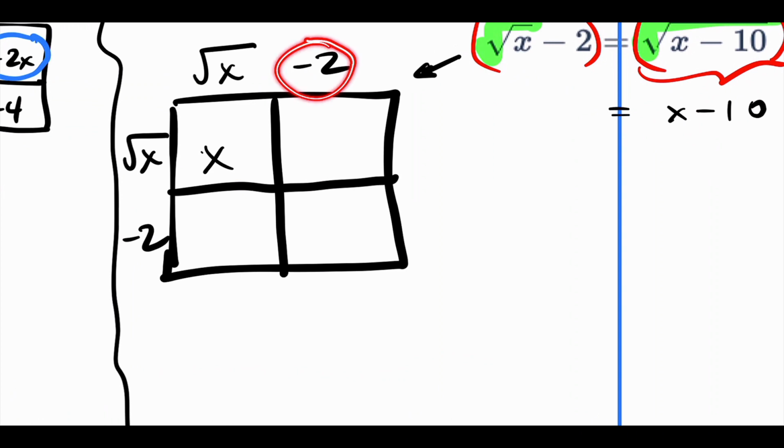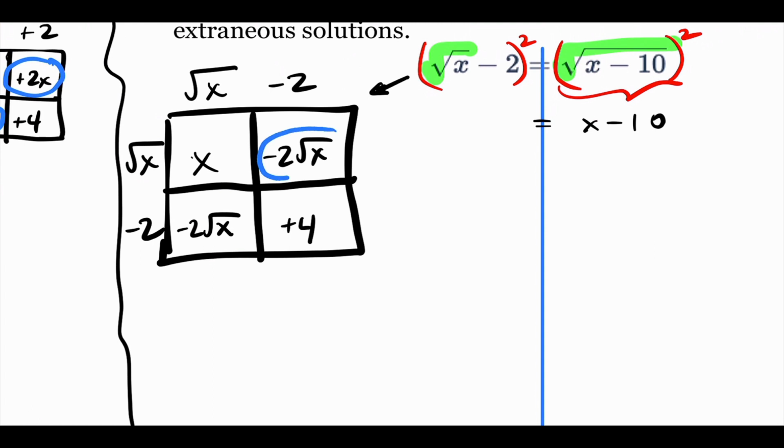-2 doesn't have a root. X does. So I can't multiply them together. I'm going to do what I've been doing. Put the -2 in front, square root x. Same thing over here. And then the last one is just -2 times -2, which is +4.